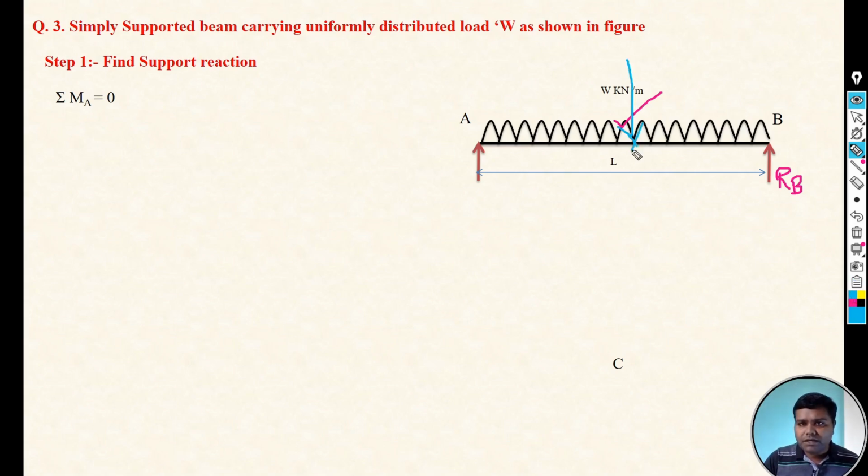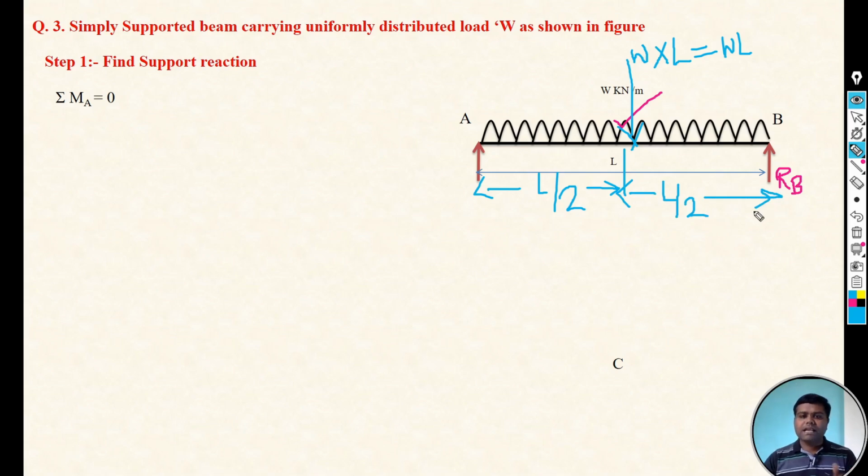The point load is load into span, where the load is W and the span is L. So the point load is WL, and that WL point load will act at the center. The total span is L, so the center is at L by 2. So the distance of that imaginary point load is L by 2 from A point and L by 2 from B point. Okay, that is a simple thing.